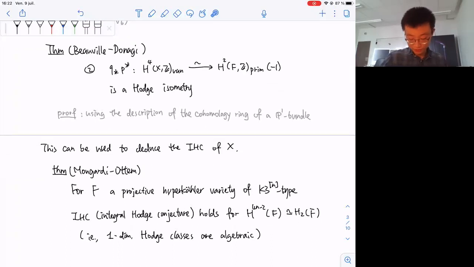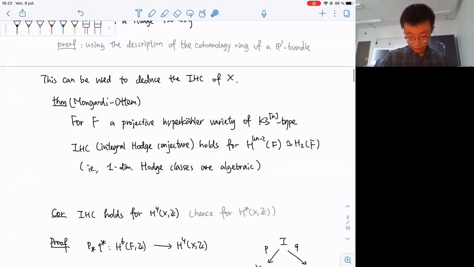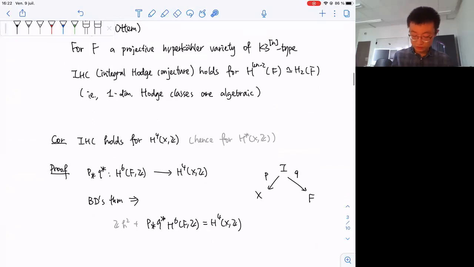So this is a theorem that we saw this morning: since the Fano variety of lines is hyperkähler of K3 type, all the one-dimensional Hodge classes on it are algebraic. So we use this correspondence. Now this time we go from F and we first pull it back to I, then push forward to X. So we go the other way, and then we map the H6 of the Fano variety F to the H4 of the cubic fourfold.